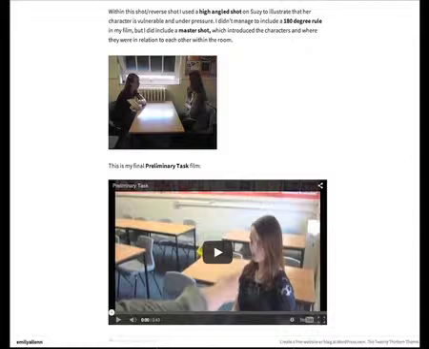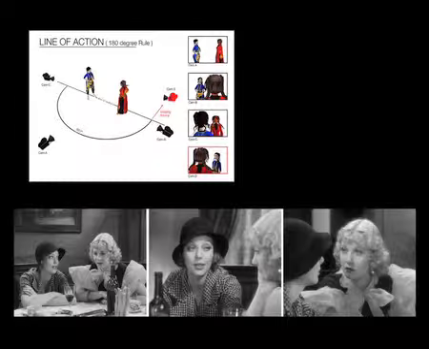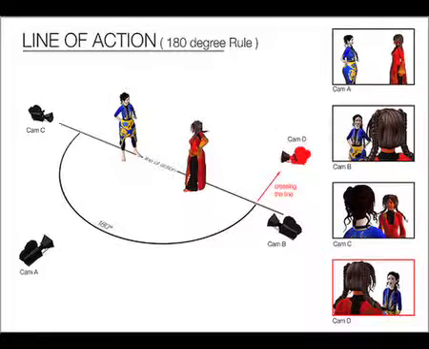The preliminary task was a necessary stage in learning the basic skills of creating a product. We had to demonstrate 3 continuity techniques in our preliminary task. These were the 180-degree rule, shot reverse shot, and match on action. The 180-degree rule of shooting and editing keeps the camera on one side of the action.